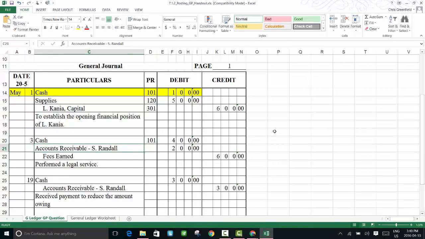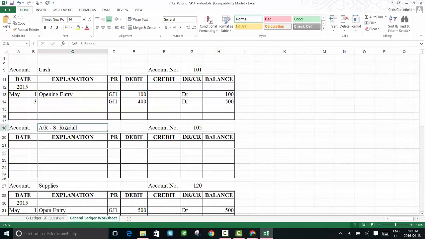Now I have accounts receivable for S. Randall, a debit for $200. So I'm going to go locate my accounts for S. Randall. This is for 2015. We haven't had an entry there yet. And we need to put in our May and our third.